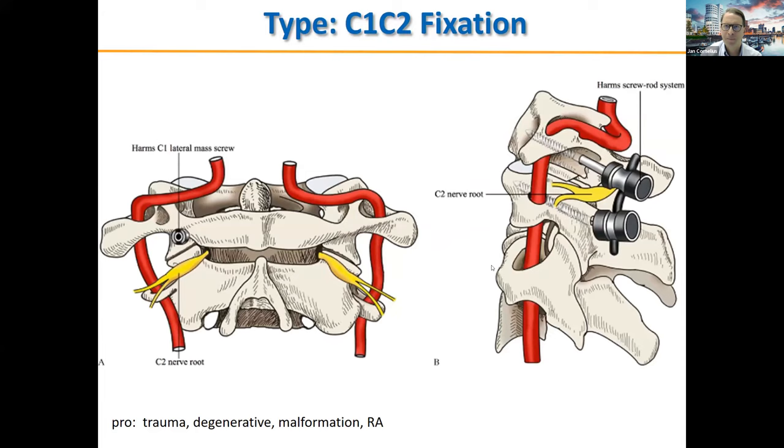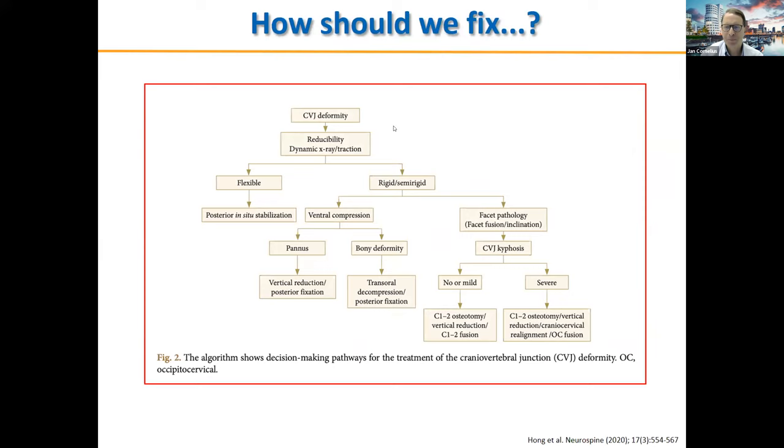So this is an interesting algorithm. It's all about the deformity. One of the first important questions is whether the deformity is reducible, yes or no. If it's reducible, it may be sufficient just to do a reduction and a posterior stabilization. If it's not reducible, then it depends on the focus of the pathology. If it's a ventral compression in rheumatoid arthritis with the pannus, then it may be enough just to do a reduction and a posterior fixation, and the pannus will regress by itself after a couple of months.